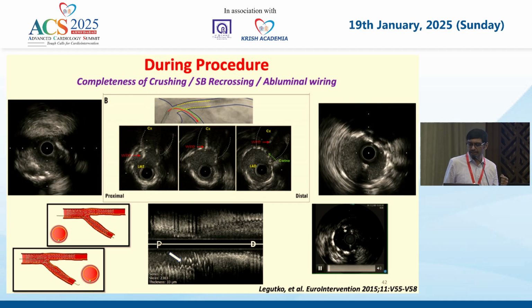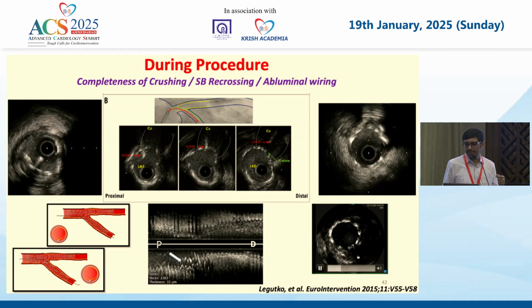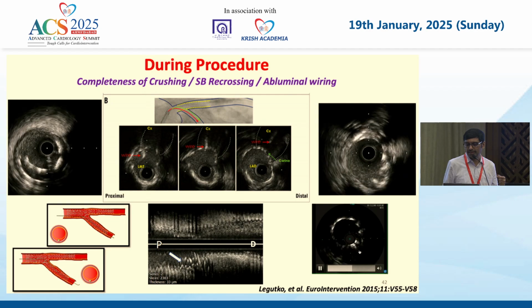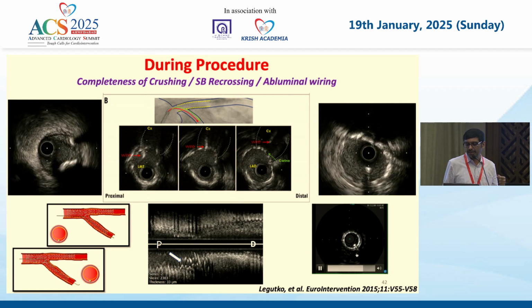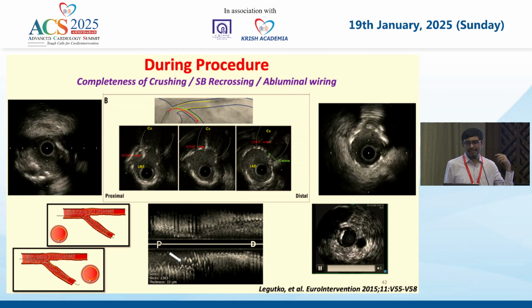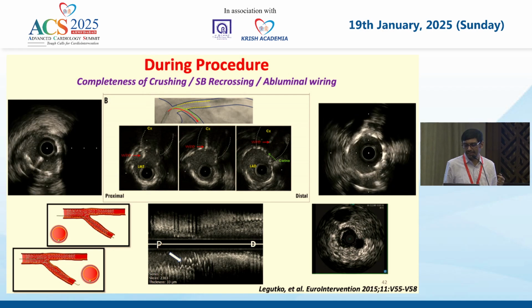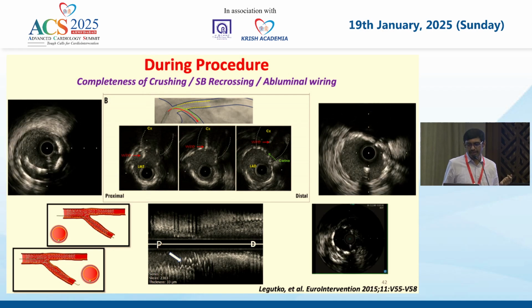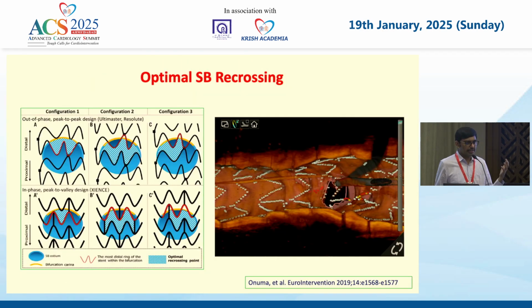Another important thing is that IVUS or OCT helps in identifying abluminal wiring. Here you can just see that this is an example of abluminal wiring. The wire lies behind your stent struts rather than inside the stent struts. And for identifying side branch crossing, this was shown elegantly in his cases. So OCT might be better compared to IVUS because of its 3D capabilities.